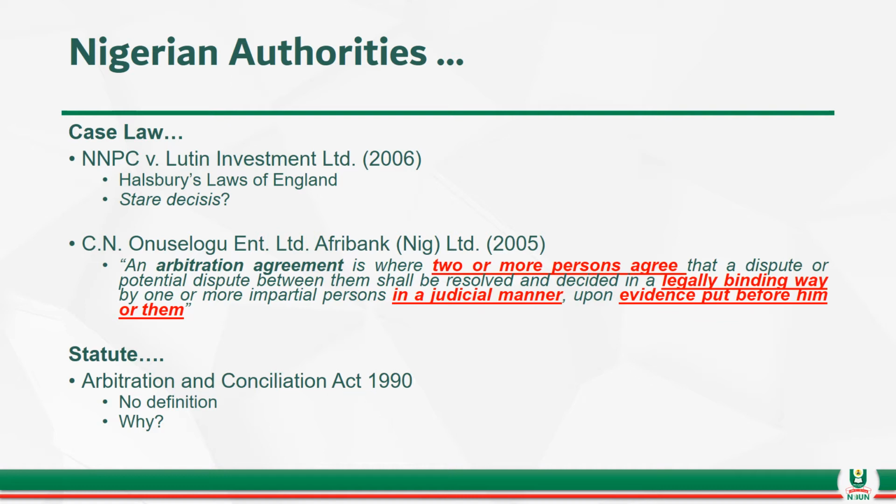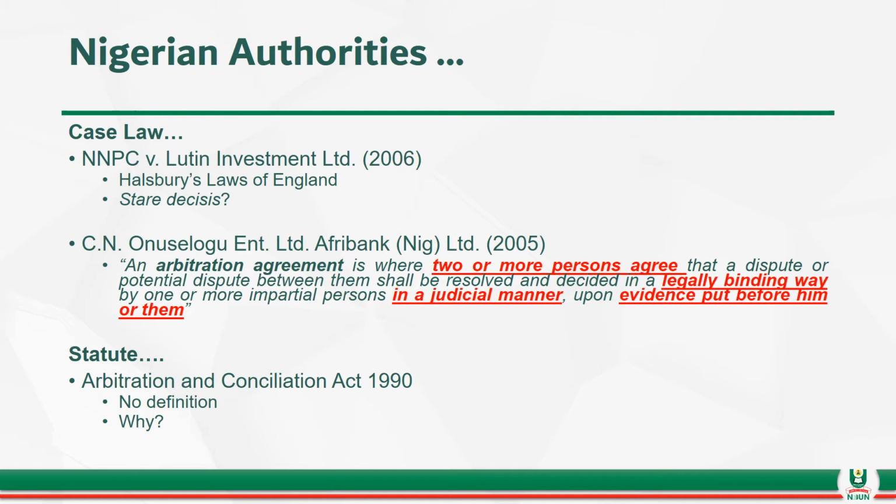Of course, there are some gaps in this definition, but as I said, the court was not defining arbitration, it was defining an arbitration agreement. So you can see, for instance, that it didn't start talking about it being enforceable and all of that, which is fine. Now, statute. The main Nigerian statute on arbitration is the Arbitration and Conciliation Act, and it does not contain any definition for arbitration.